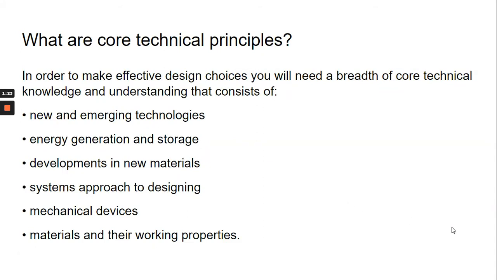So the core technical principles are looking at new and emerging technologies, energy generation and storage, developments in new materials, the systems approach to design, mechanical devices and materials and their working properties. So that covers all of the different material areas of design technology, with the exception of food, which is a separate course, but it covers textiles, resistant materials, electronic products, mechanical systems and paper and boards.